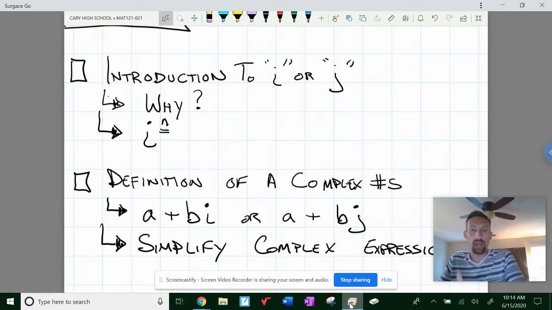And so you might see me go back and forth, but because I'm so used to using I in all my other classes, sometimes I forget to use J. And then we'll talk about what a complex number is, because that is vocabulary you're going to see. So let's talk about this number and why we need it in mathematics and where it came from.